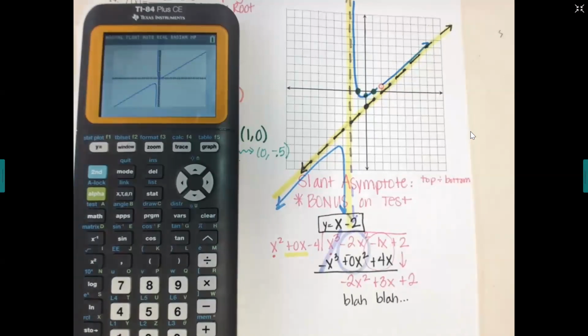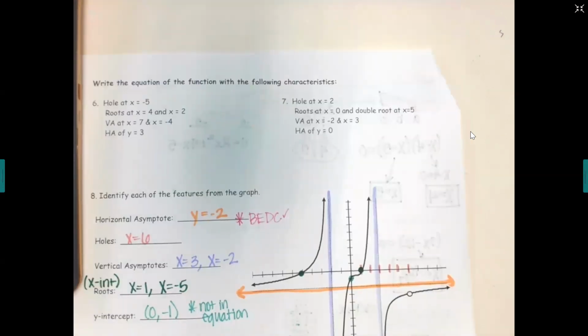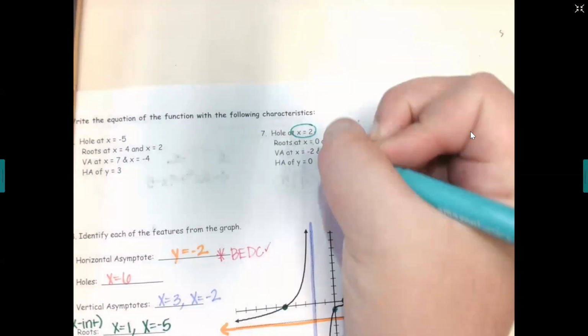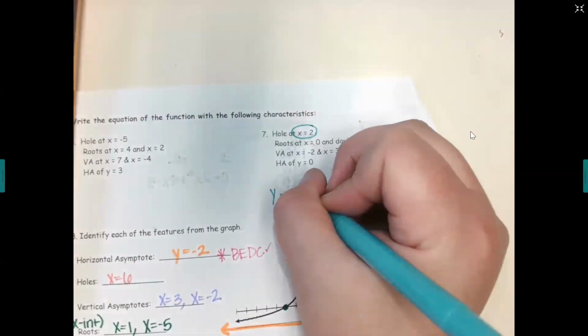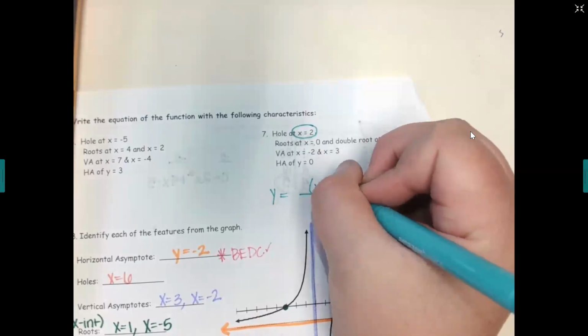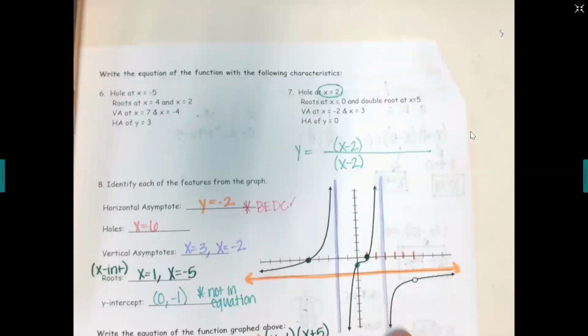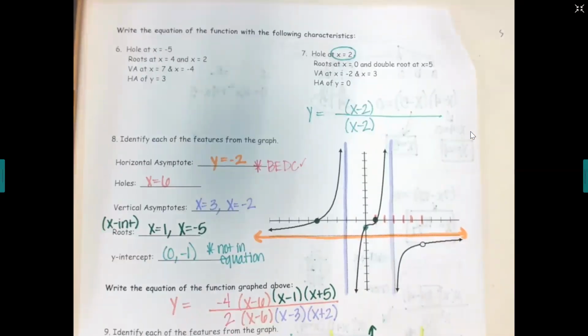Okay, last question I want to go back and revisit is number 7. You are asked to write the equation given the different features. So if you'll take a look at number 7. It says write the equation with the following characteristics. How will I put a hole at x equals 2? X minus 2 cancel out. X minus 2 needs to cancel out, which means it needs to be top and bottom. Next feature, I need to have a root at 0 and a double root at 5.